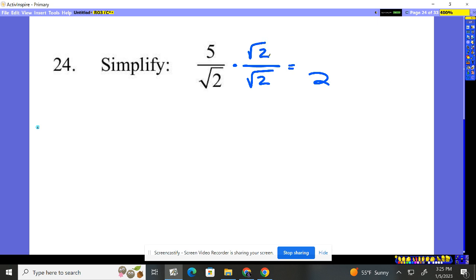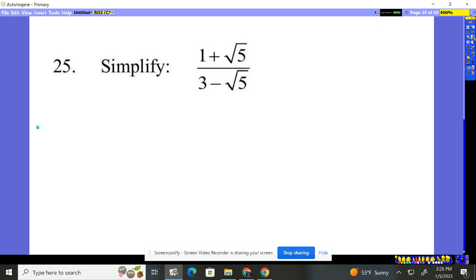So on the top, I can just make it root 2 over root 2, which is worth 1. So I'm multiplying by basically 1, and that doesn't change the value. And I have 5 times square root of 2, because one is inside a house and one is outside, so it's 5 root 2 over 2. That's what it simplifies to.